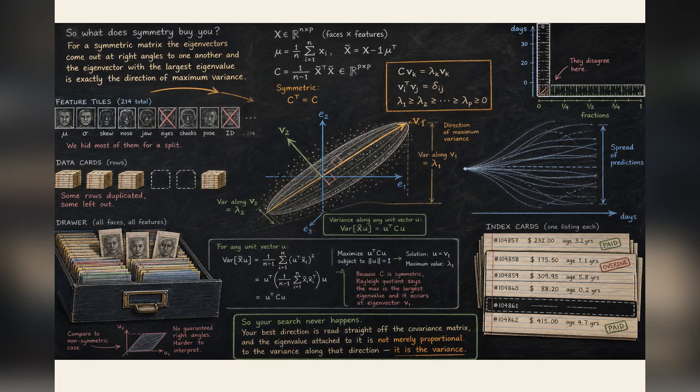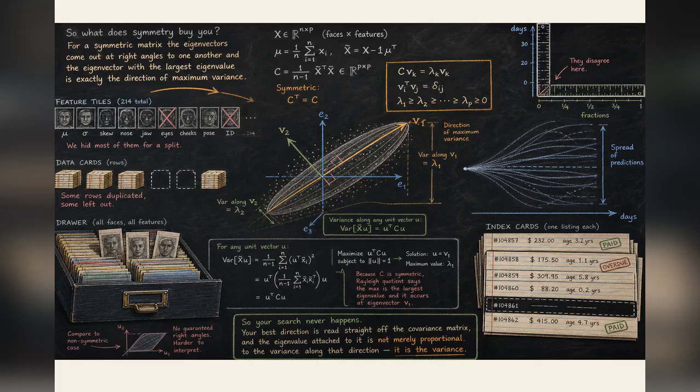For a symmetric matrix, the eigenvectors come out at right angles to one another, and the eigenvector with the largest eigenvalue is exactly the direction of maximum variance. So your search never happens. Your best direction is read straight off the covariance matrix, and the eigenvalue attached to it is not merely proportional to the variance along that direction. It is that variance, in your units, ready to add up.